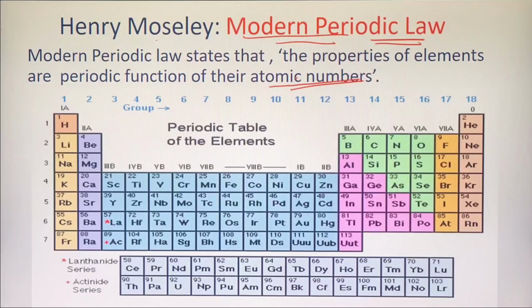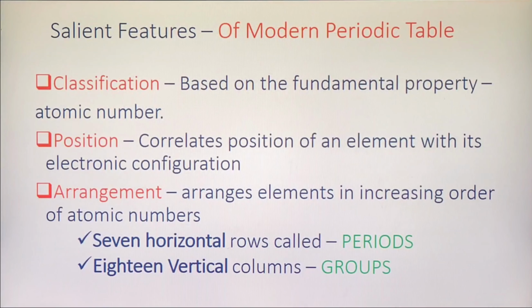Whatever periodicity these elements show, whatever repetition they show, the criteria on which it is based is atomic number. So children, if they ask you what the modern periodic law is, you have to say that the properties of elements are periodic functions of their atomic number. On what criteria are they classified, children? They are classified on the criteria of atomic number. Whenever I say atomic number, it correlates with the position of the element, which is decided with the help of electronic configuration. So elements are arranged in increasing order of their atomic number.